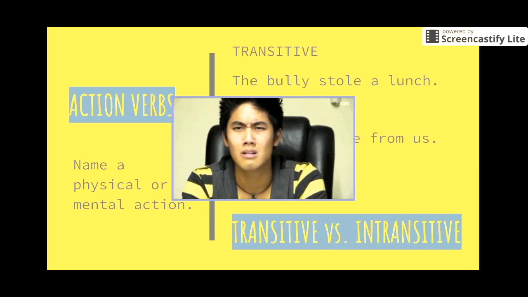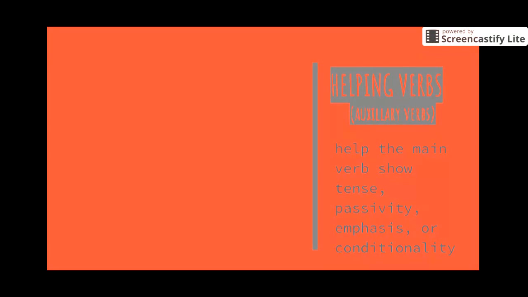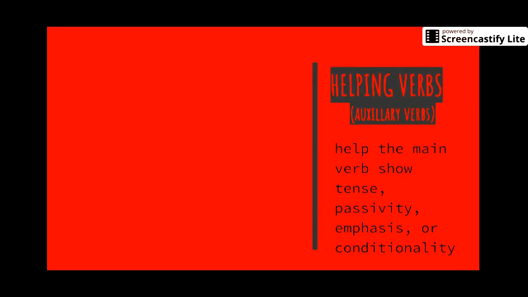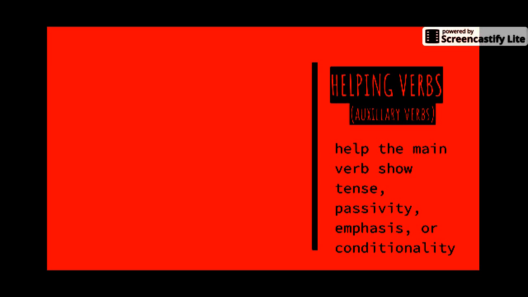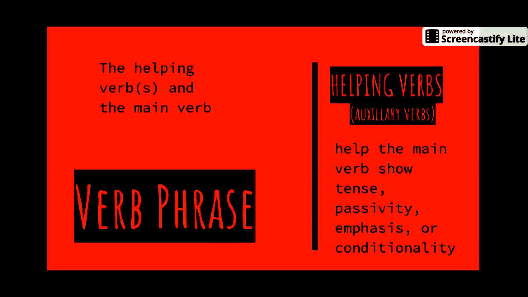Next, we're going to talk about helping verbs. Helping verbs help the main verb show tense, passivity, emphasis, or conditionality. Together, a main verb and a helping verb make up a verb phrase. Now, sometimes helping verbs are called auxiliary verbs. Those are the exact same thing.